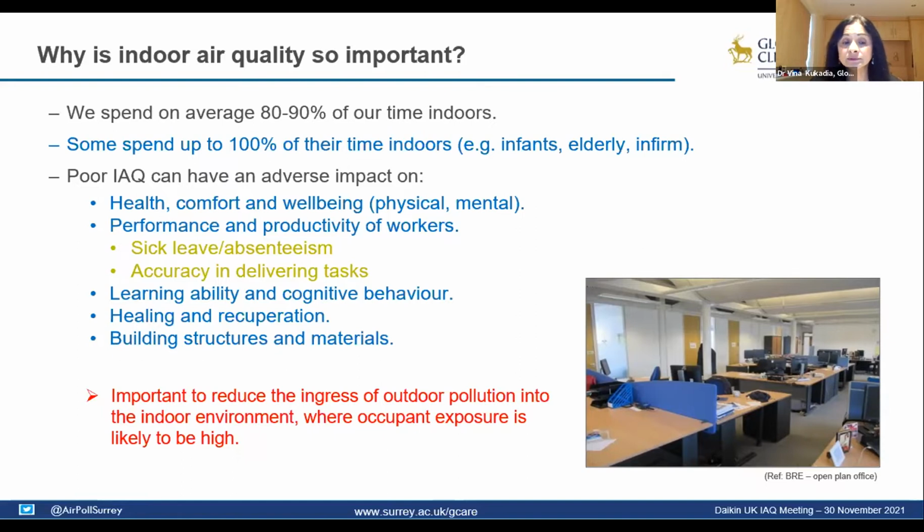We're doing a lot of work around indoor air quality in schools, and also how outdoor pollution affects the indoor environment, because it's actually affecting learning ability and cognitive behavior, healing and recuperation. And as I said earlier, it's affecting building structures and materials. So it is extremely important to reduce the ingress of outdoor pollution into the indoor environment, as well as the indoor sources, where occupant exposure is likely to be very high.